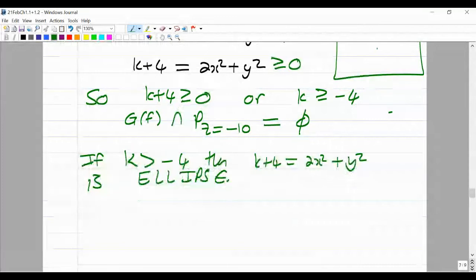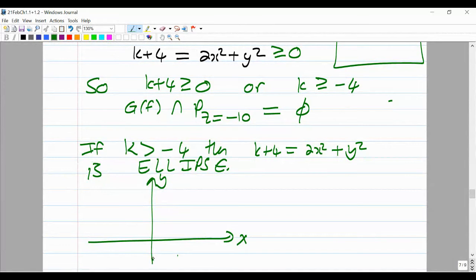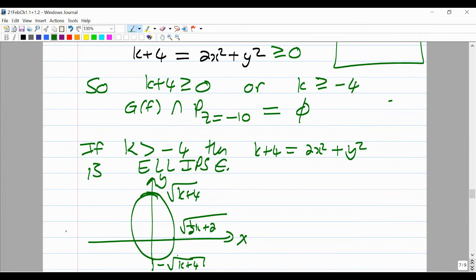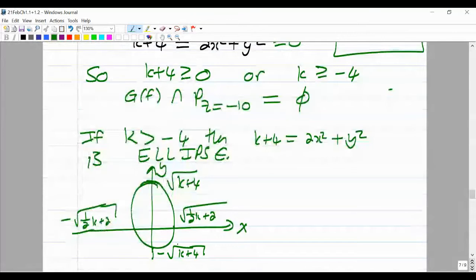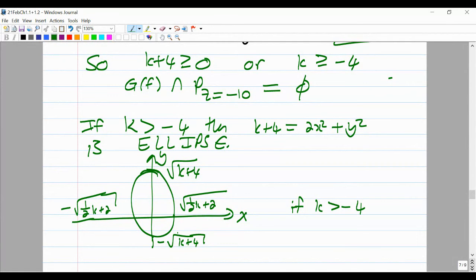Let's just quickly draw it. It's not hard to see that if you make x 0, it cuts the y-axis at root k plus 4 and minus root k plus 4. Typically we only care where it cuts the axis. When we make x 0, this will be the root of a half k plus 2. I'm going to leave it for you to verify this. Please verify my calculations at home. So this is what it looks like if k is greater than minus 4.